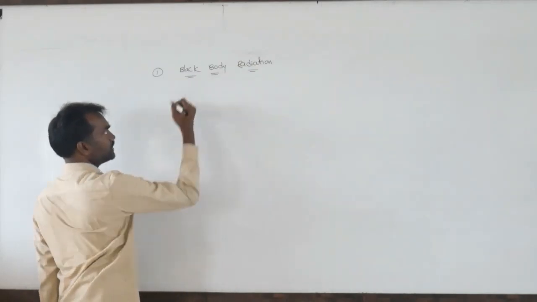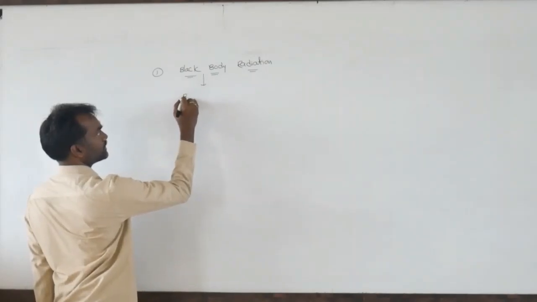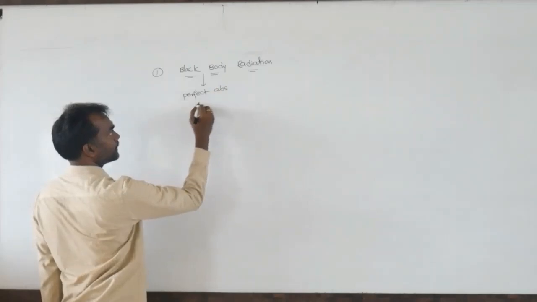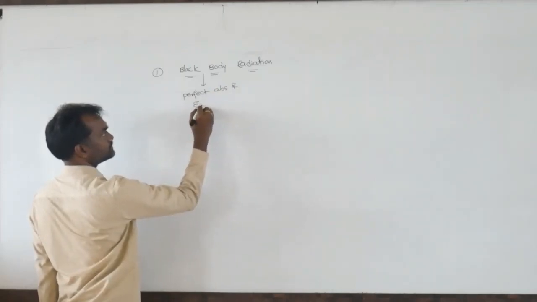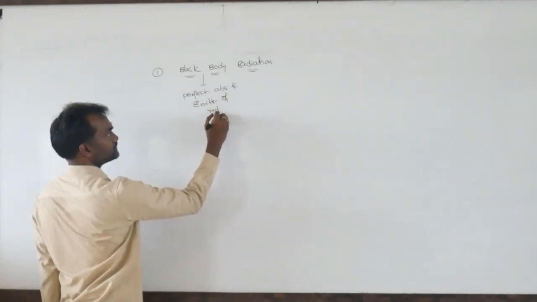Which one do you call a black body? That is a perfect absorber and emitter of radiation.